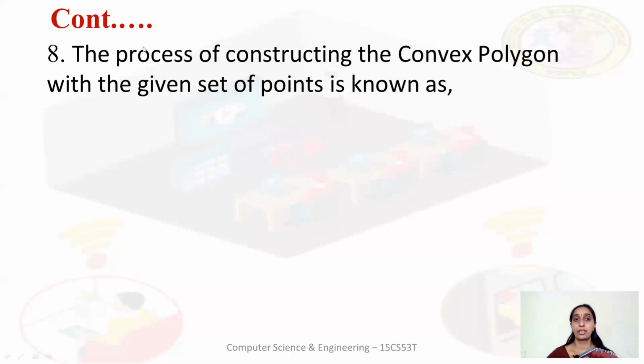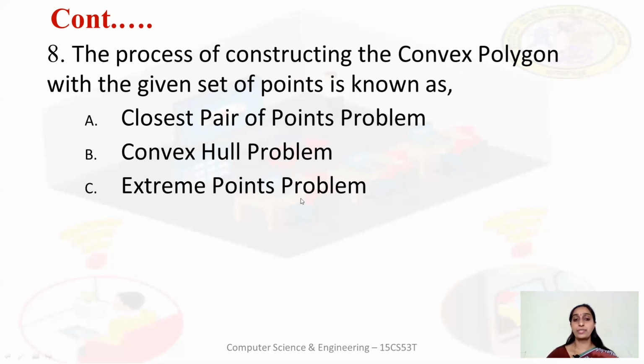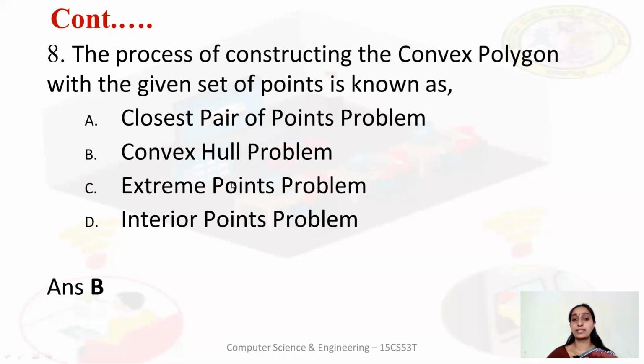Then the process of constructing the convex polygon with the given set of points is known as. So we are given a set of points. So by using those set of points, we construct the convex polygon. So that process is called as closest pair of points problem, convex hull problem, extreme points problem, or interior points problem. Yes, exactly. It is a convex hull problem, right? That is answer B.